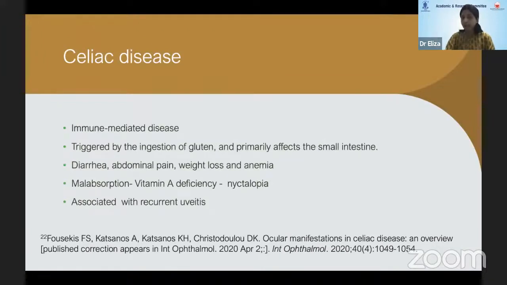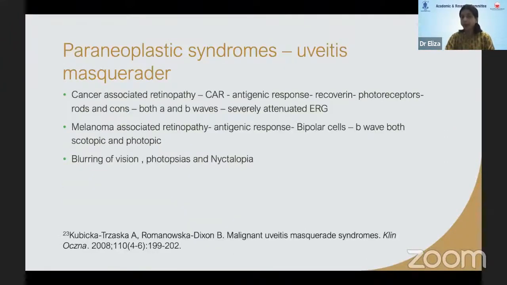Celiac disease, again, is associated with recurrent uveitis, as well as nyctalopia. But here the nyctalopia is because of vitamin A deficiency, which the patient has secondary to malabsorption. A word about paraneoplastic syndromes, which are known masqueraders for uveitis.